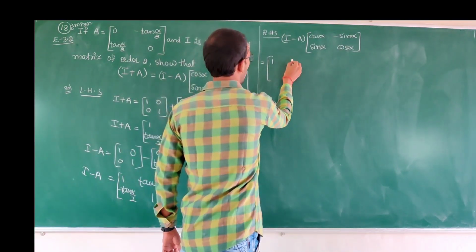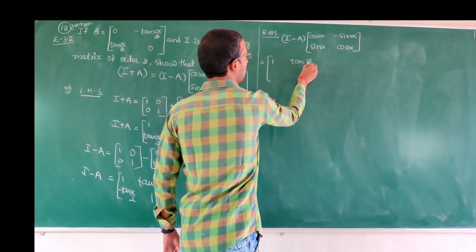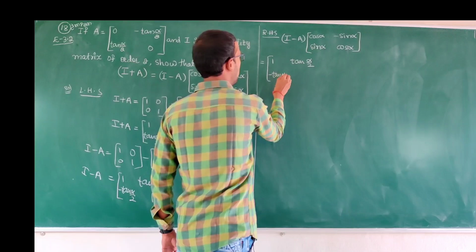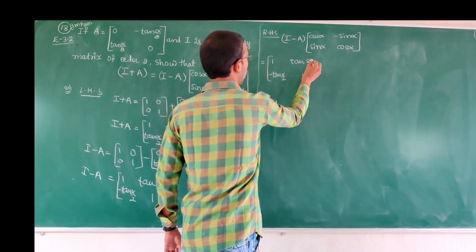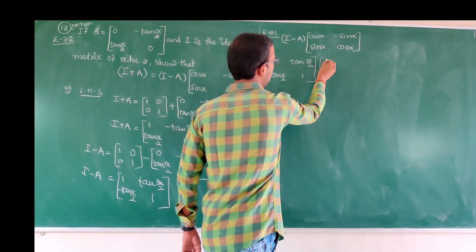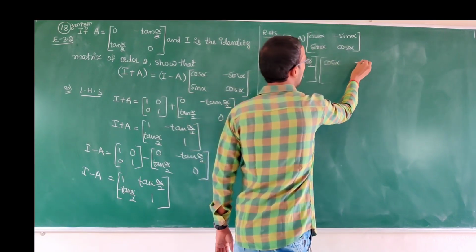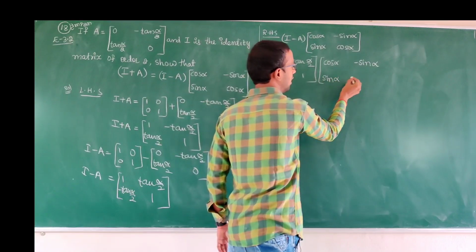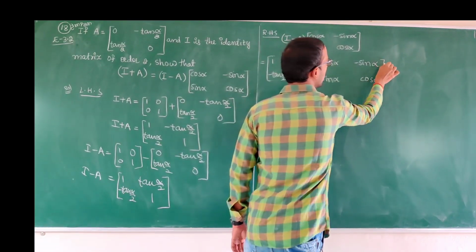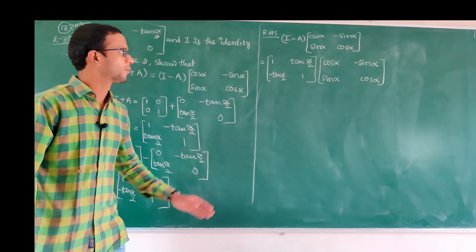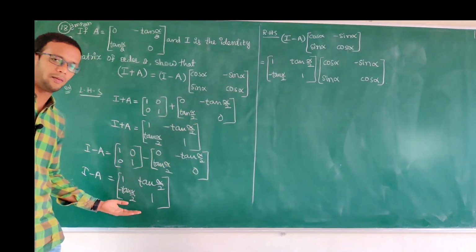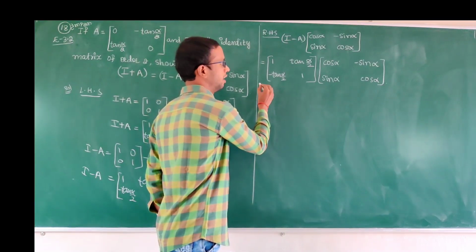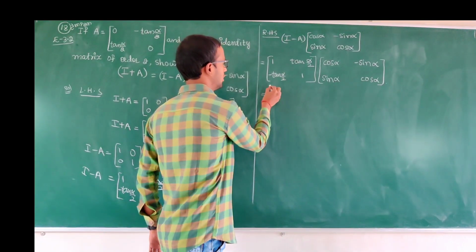1, tan alpha by 2, minus tan alpha by 2, 1, cos alpha, minus sin alpha, cos alpha. So just for substitution, I minus A matrix substitution I did here. So now row by column multiplication we know already.